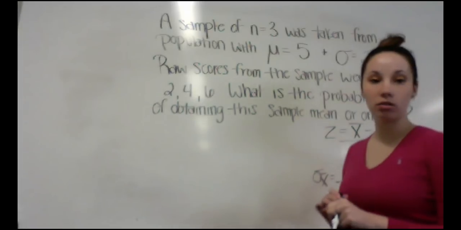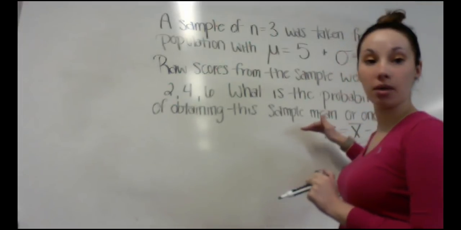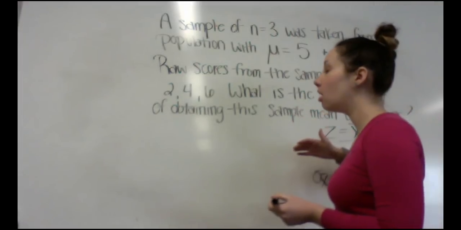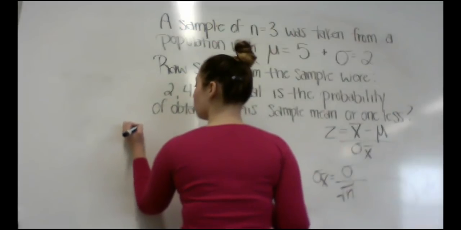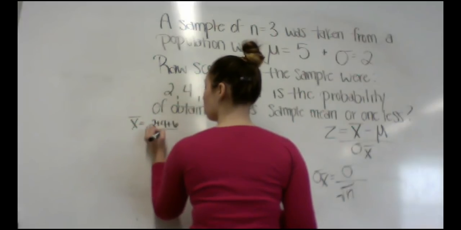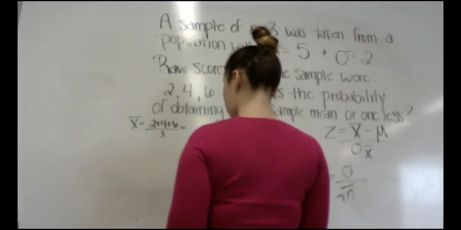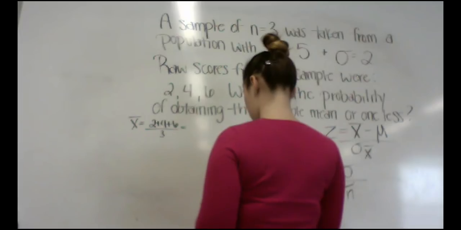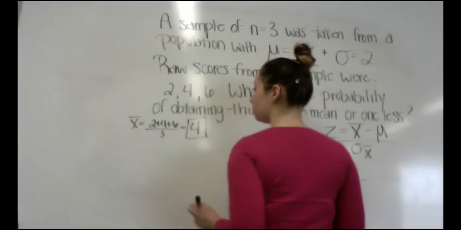So the first thing that we're going to do is find our sample mean, because it's asking what is the probability of obtaining this sample mean. So we've got to find that sample mean first. And if you remember, to find sample mean, all we have to do is add up our scores and divide by n. So 2 plus 4 plus 6 is 12, over 3 gives us 4. So that's our sample mean, 4.